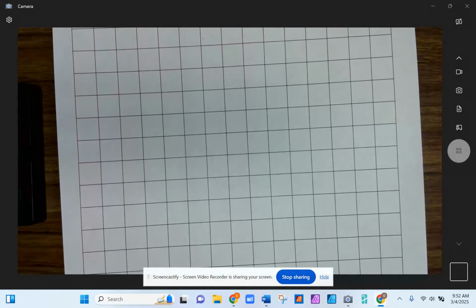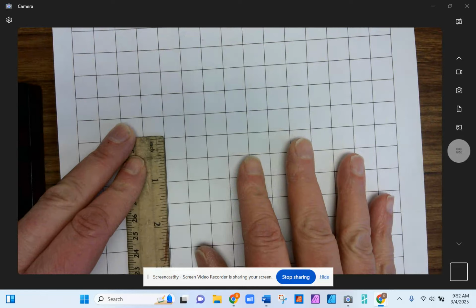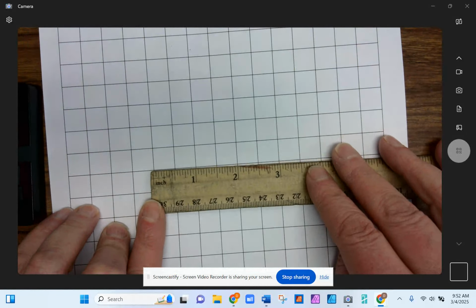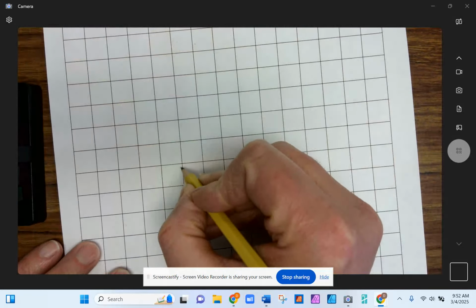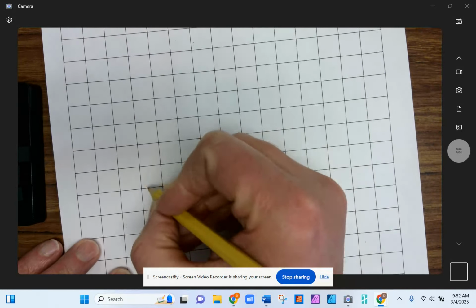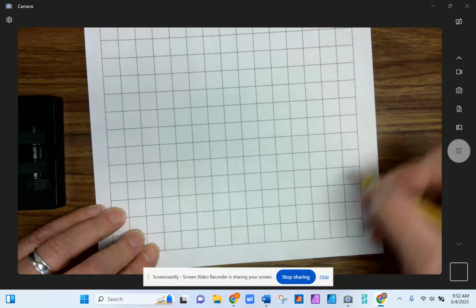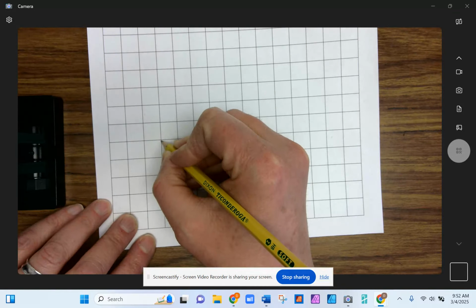Each of these squares is ½ an inch across. So when you use a ruler, you can see that ½ an inch right there versus ½ an inch right there. Okay, so the idea is we're going to make a right triangle. Just start over here. I'm going to put it in the lower corner, because it's going to spiral out like that. Let's just do right there.